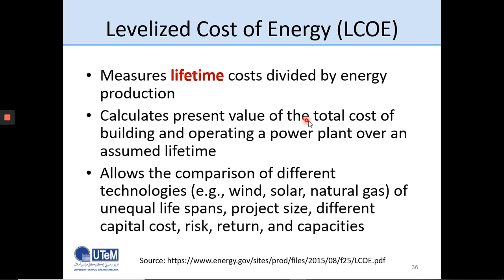So it calculates the present value of the total cost of building and operating a power plant over an assumed lifetime. Since we only consider the dollar per kilowatt hour, it allows us to compare different technologies, and technologies that have unequal lifespans, like maybe solar 25 years, maybe a diesel generator only 5 years. But since we only calculate dollar per kilowatt hour, we can calculate the actual value that can be provided. Okay, regardless of the lifespan, project size, capital cost, whatever, we are only concerned with the cost per kilowatt hour generated.